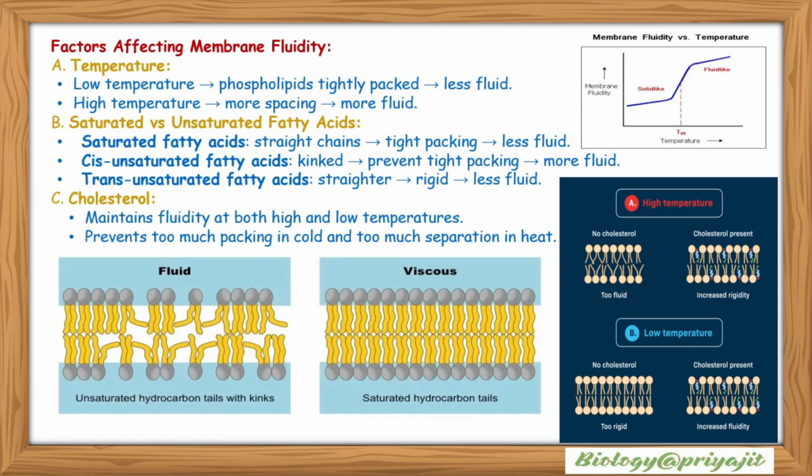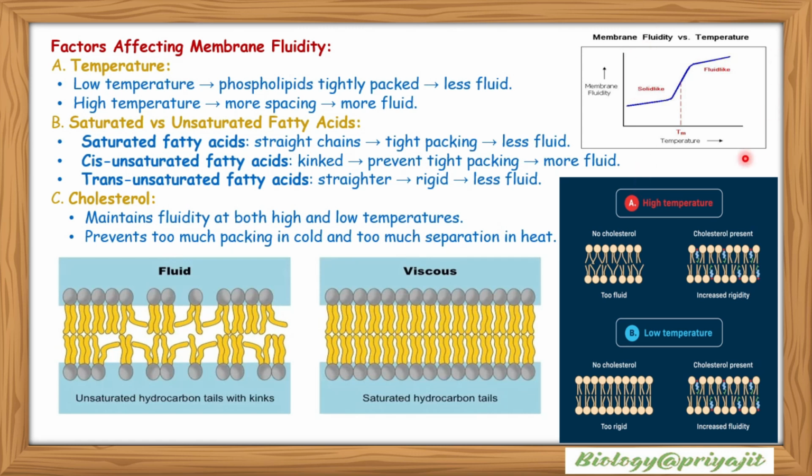Factors affecting membrane fluidity. Temperature. At low temperature, phospholipids are tightly packed and the membrane is less fluid. At high temperature, there is more spacing and it is more fluid. Saturated versus unsaturated fatty acids. Saturated fatty acids are straight chains, with tight packing and less fluid. Cis unsaturated fatty acids are kinked. They prevent tight packing and it is more fluid in nature. Trans unsaturated fatty acids are straighter, become rigid and are less fluid. Cholesterol maintains fluidity at both high and low temperatures. It prevents too much packing in cold and too much separation in heat.